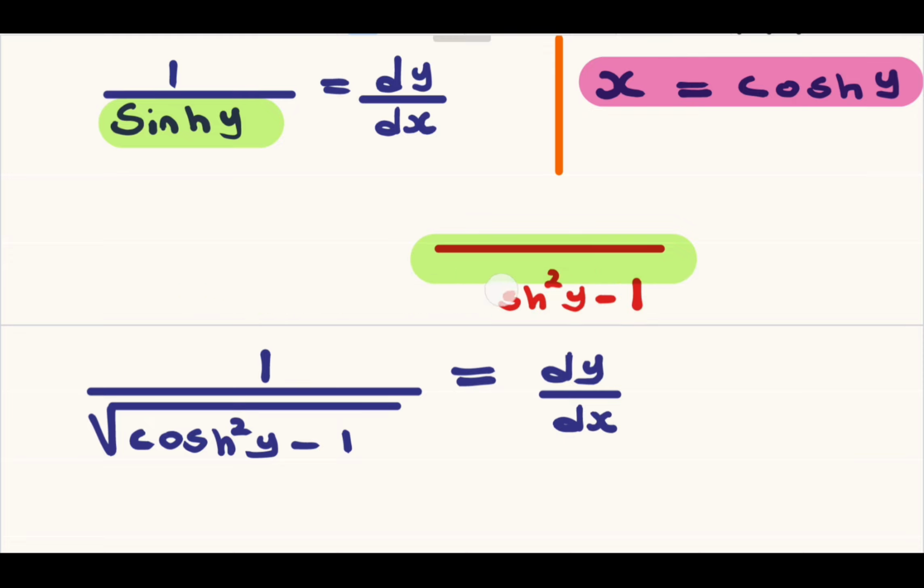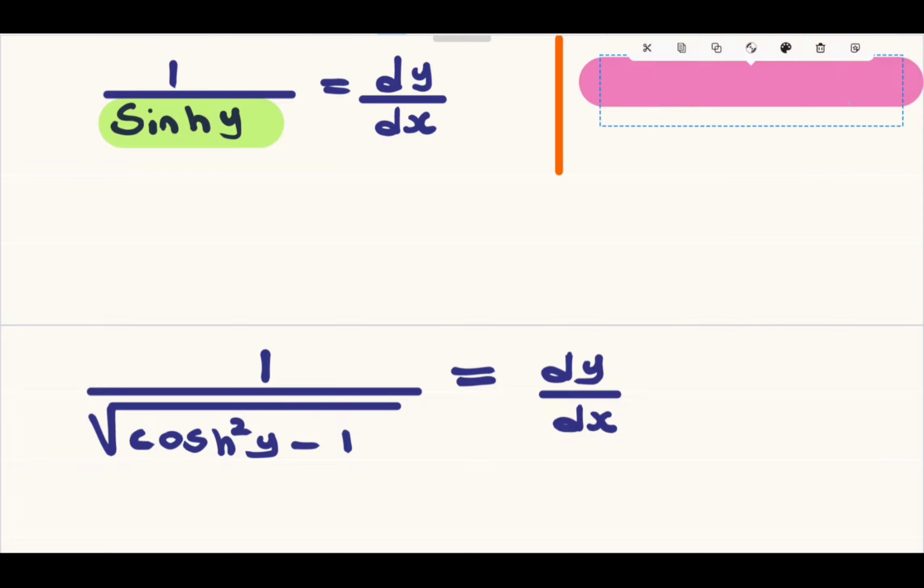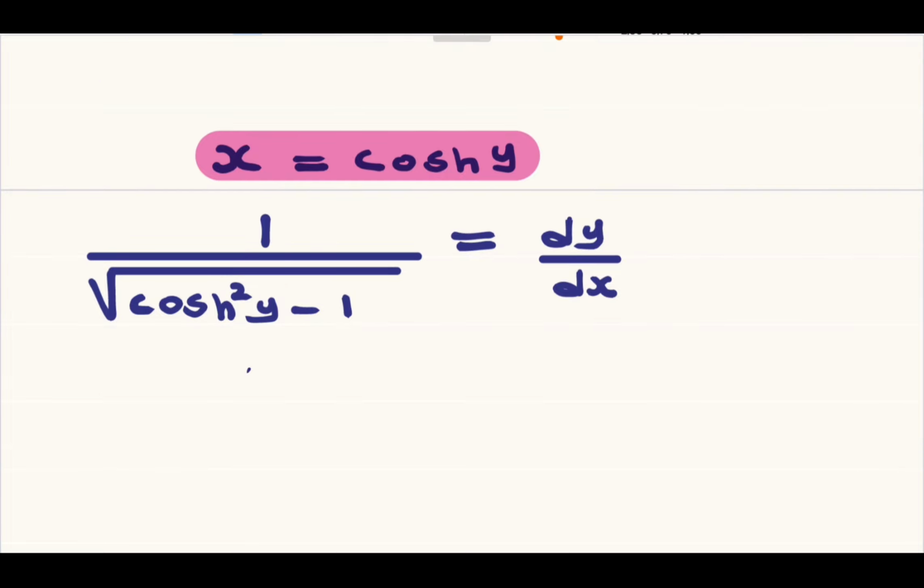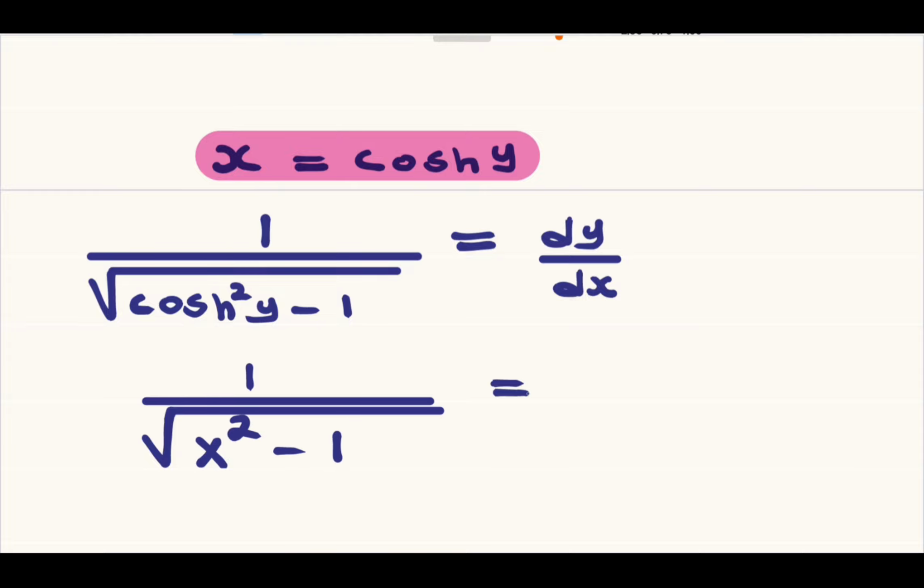And remember, we said that x is equal to cosh y. So in the place of the cosh y in the square root, we are going to substitute the x. But then the cosh is squared, so even the x will be squared. So we'll have x squared minus 1 equal to the derivative of y with respect to x.